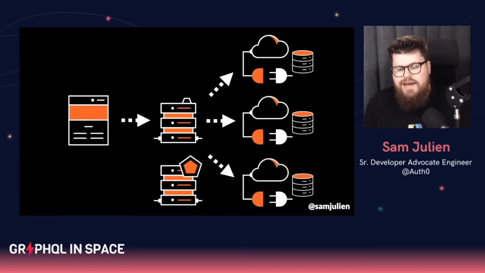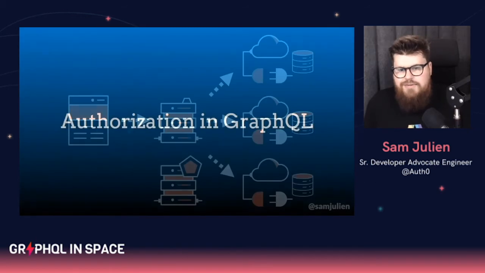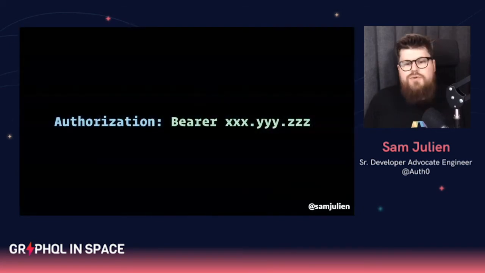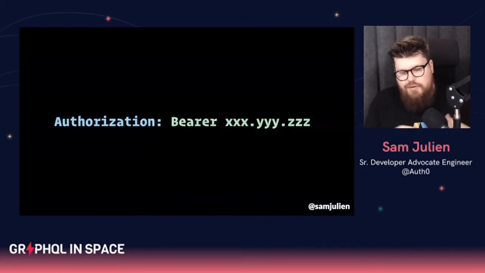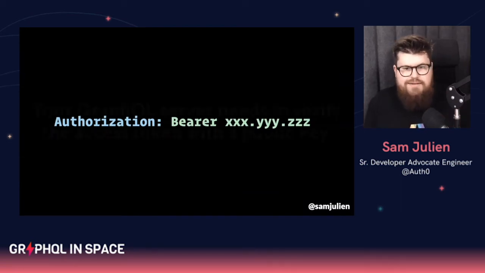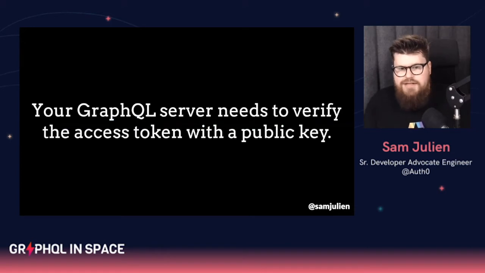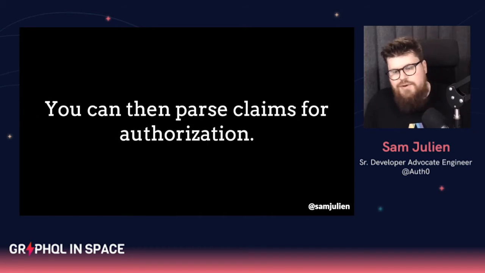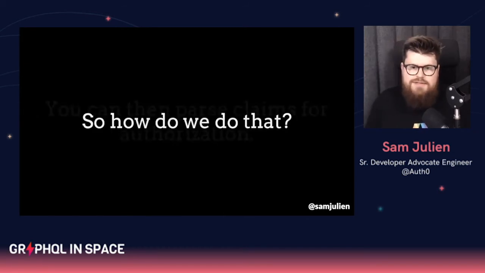Okay, so we've got the scenario where we've got multiple APIs, we've got an API gateway or something, and we're using an access token. Now we need to actually do something with it. And that's what we're going to talk about with authorization in GraphQL. So what happens is we get this request, and on that request to the server, we've got this authorization header, and it's got our token on it. So now we need to do something. We need to verify the token, and then get the payload off of it and do whatever we need to do with it. So we'll get the token, and then we'll parse the claims for authorization.